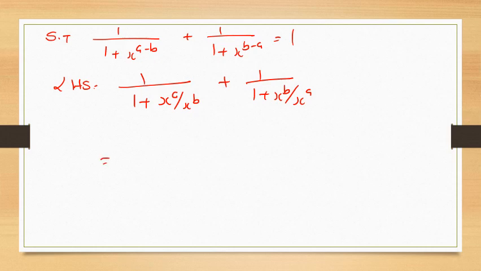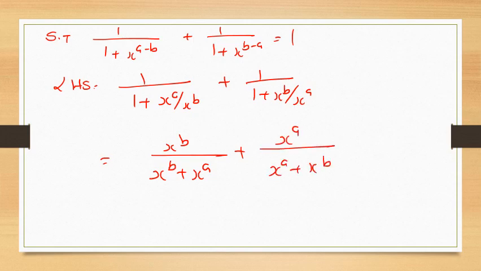So if you take the LCM, this becomes x raised to b by x raised to b plus x raised to a. This is x raised to a by x raised to a plus x raised to b. So what is the common denominator? X raised to a plus x raised to b. What is the numerator? X raised to a plus x raised to b. So what is answer? 1.